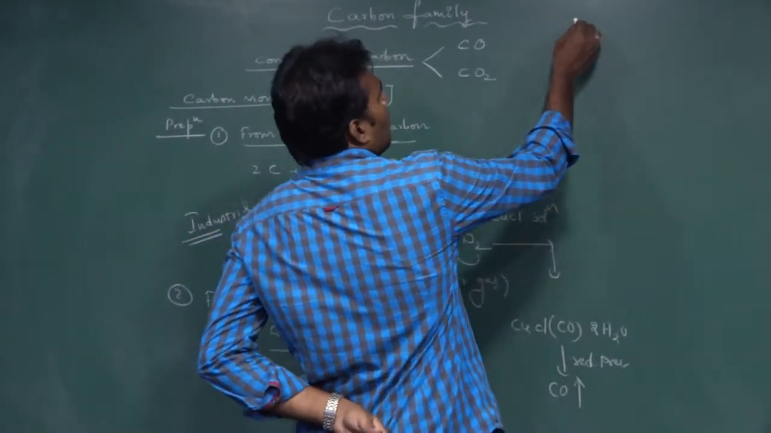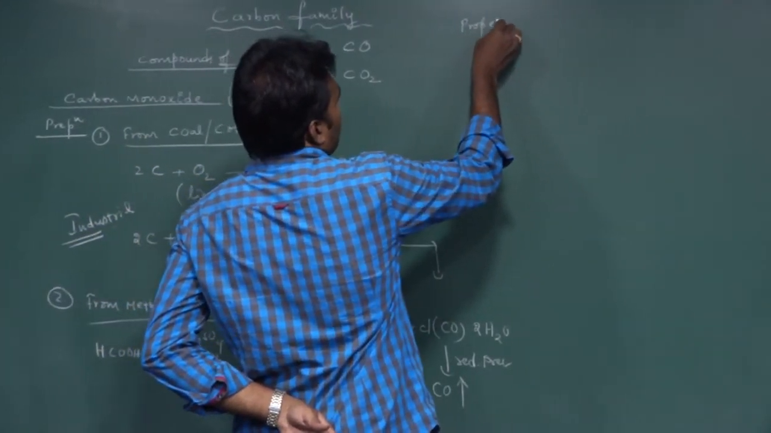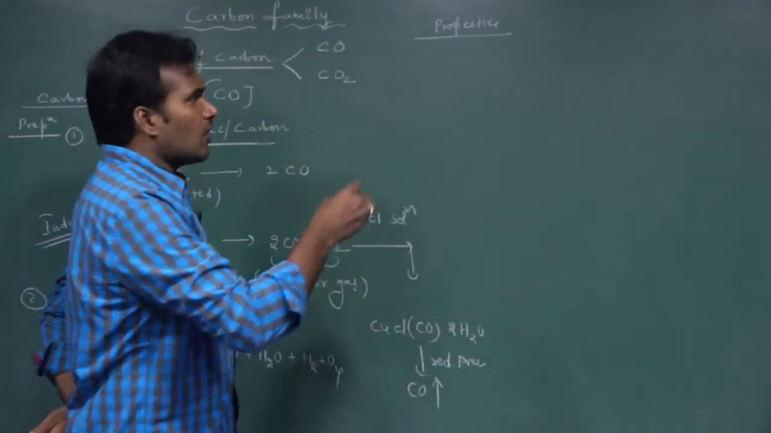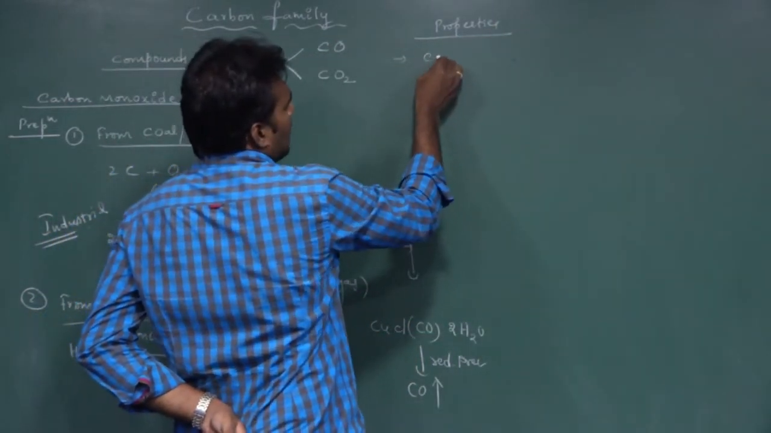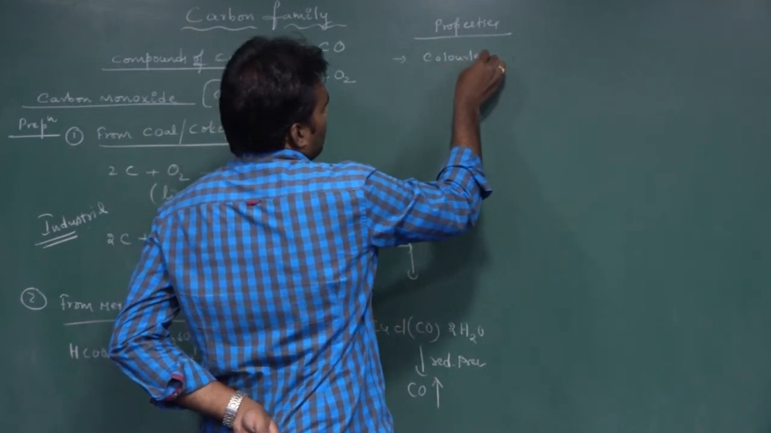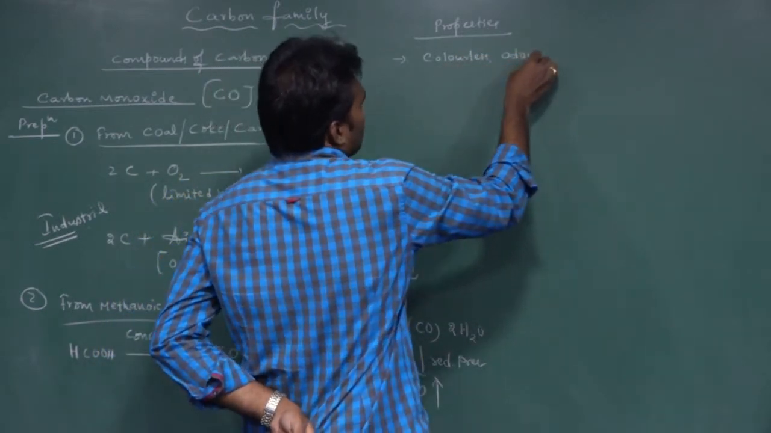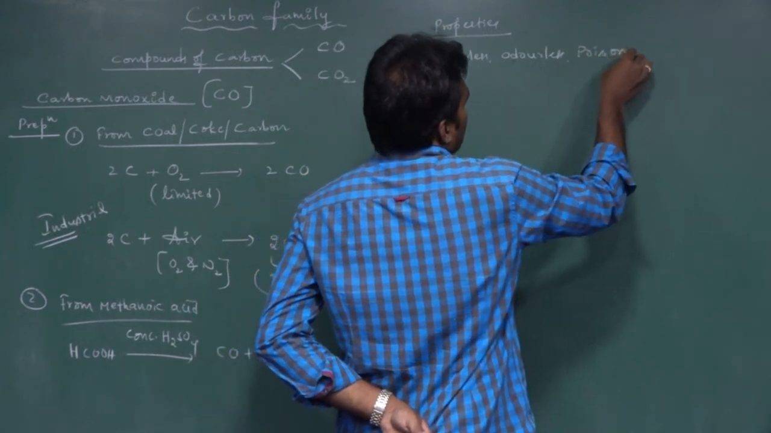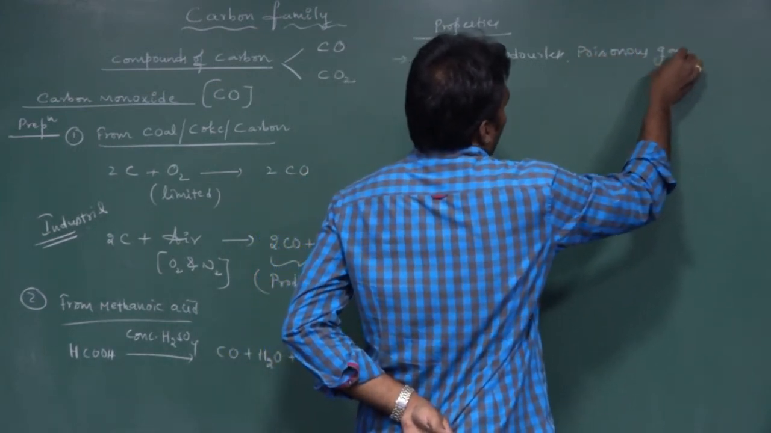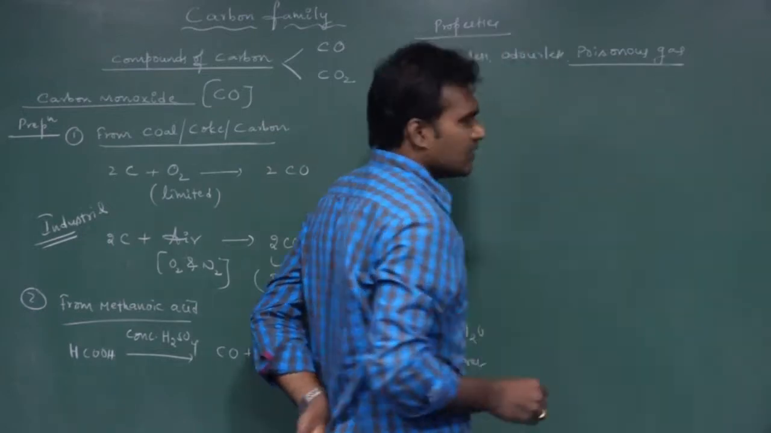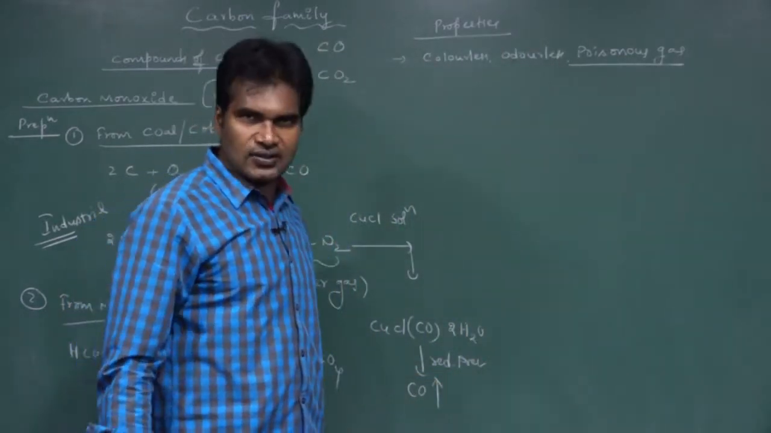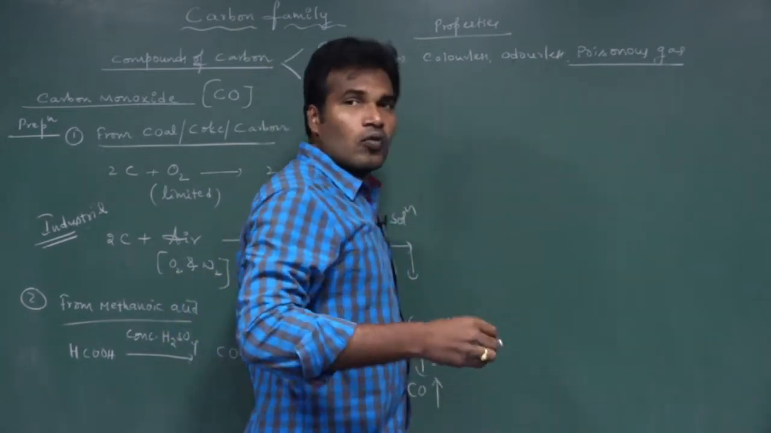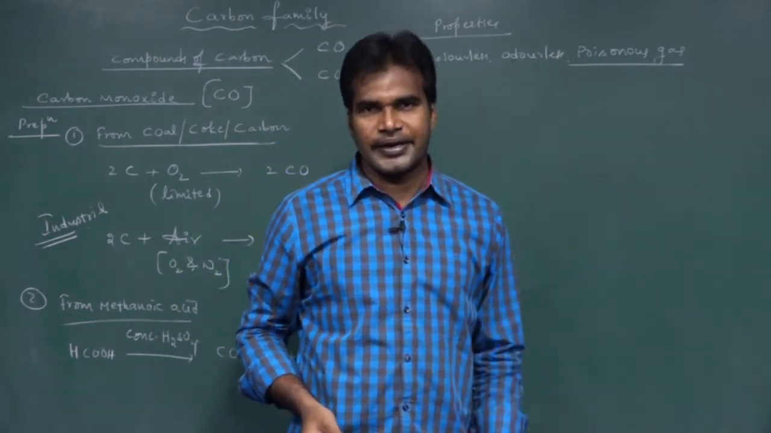Next, move to the properties. If you see the physical properties of carbon monoxide, it's a colorless, odorless and poisonous gas. How can you say it's a poisonous gas? The carbon monoxide has more affinity towards hemoglobin present in our blood.